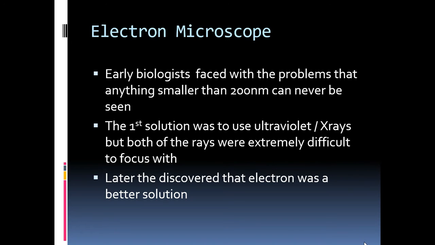Not only do electrons have an extremely short wavelength, they are also chosen because of the negative charge that they have, and this allows scientists to use electromagnets to focus them easily in the electron microscope that they were going to build.